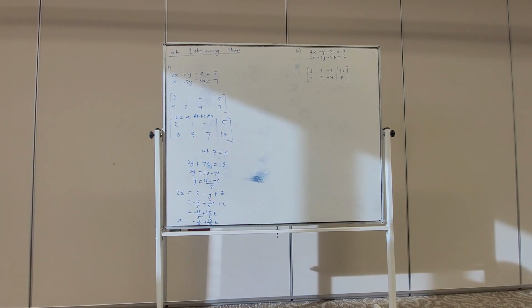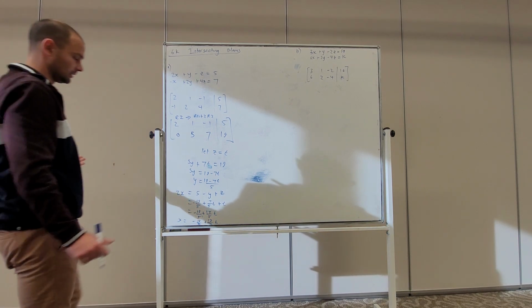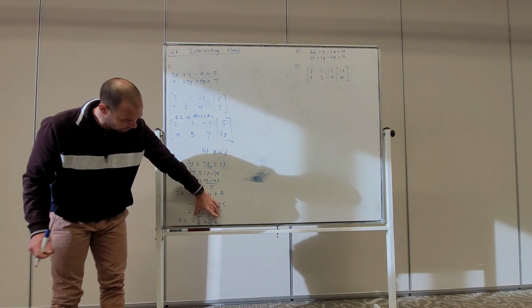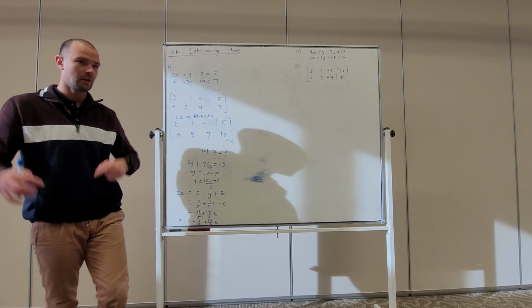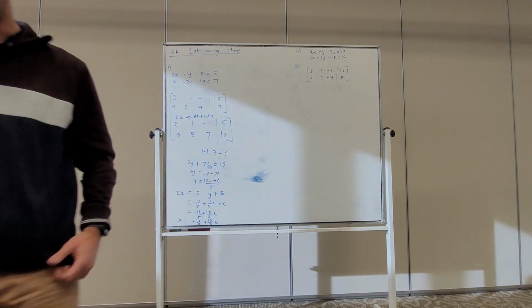Okay, so that's the equation of the line. It's a line presented in parametric form, right? Here's the x value, here's the y value, here's the z value. And you can find any point along that line.